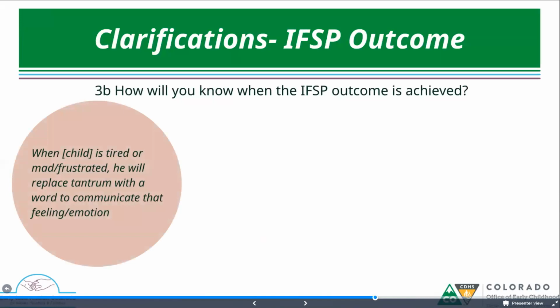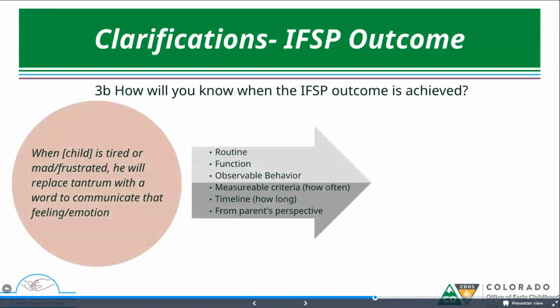And again, for this IFSP, how will you know when the IFSP outcome is achieved? Let's take this example and we'll make it into an acceptable outcome. When child is tired or mad, frustrated, he will replace a tantrum with a word to communicate that feeling or emotion. Let's see if we have all the necessary components for this one. Is it built into a routine? No. Is there a function to the desired behavior? Yes. So we want him to communicate feeling or emotion.